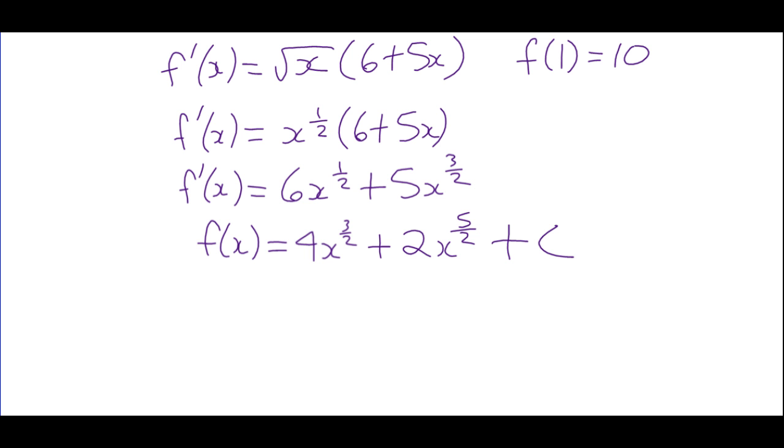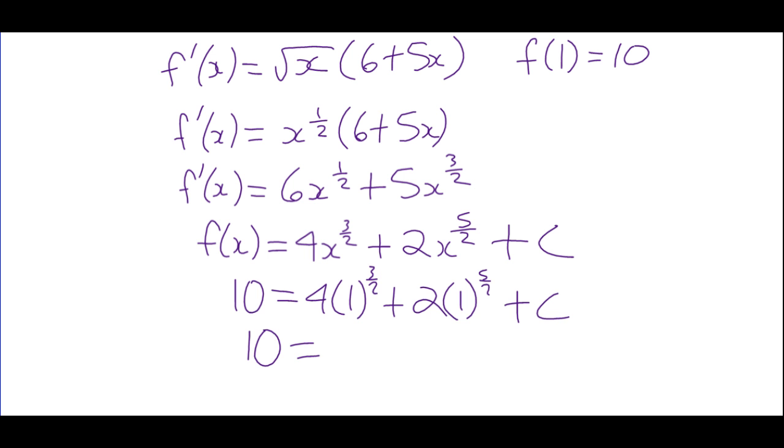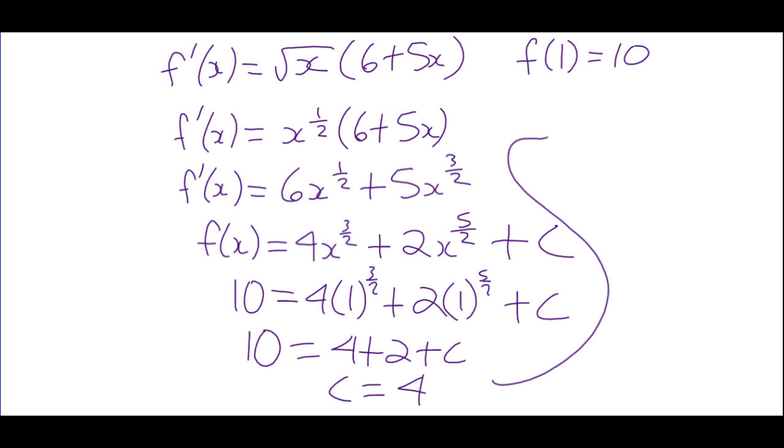Okay, f of 1 equals 10. So 10 is equal to 4 times 1 to the 3/2 plus 2 times 1 to the 5/2 plus c. Well, the 1 really doesn't do much when you raise it to different powers. So c is equal to 4. And f of x is 4x to the 3/2 plus 2x to the 5/2 plus 4. Okay, so that's your specific function because we had an initial condition, right?